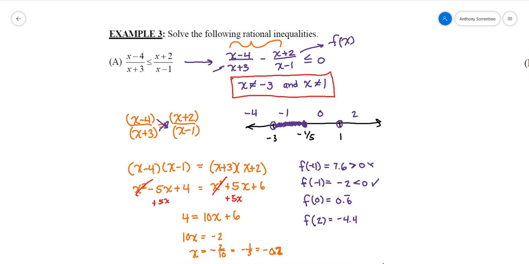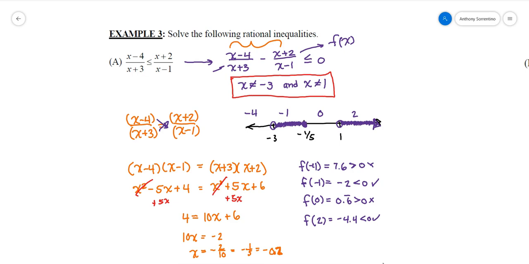For 0, I get a positive 0.6 repeat, or positive 2/3, which is greater than 0. So that's positive. I want negative, so that's gone. And f of 2 is negative 4.4, which is negative, which is what I want. So that does work. So the 2 and every number in that subinterval would also work and make f of x negative, which would also make the original inequality true. So that represents my solution for part A.